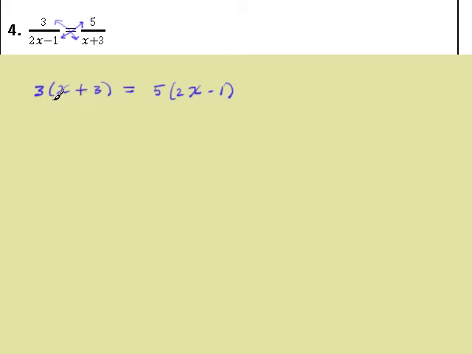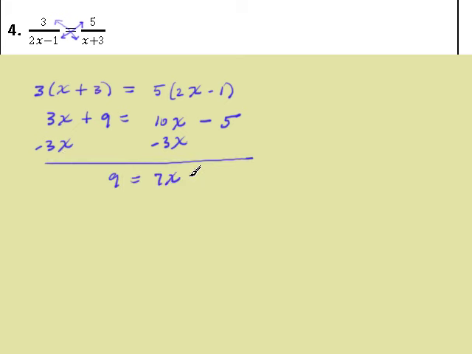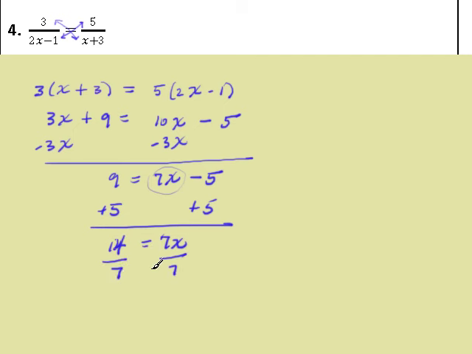Okay, let's open parentheses, multiply through. 3x plus 9 is equal to 5 times 2x, that's 10x minus 5. All right, let's take care of the x terms, subtracting 3x from both sides. And we have 9 is equal to 7x minus 5. And now we want to solve for this x term, so let's get rid of the minus 5. Let's add 5 to both sides. And here we have 7x is equal to 14. Divide by 7. And we have x is equal to 2.